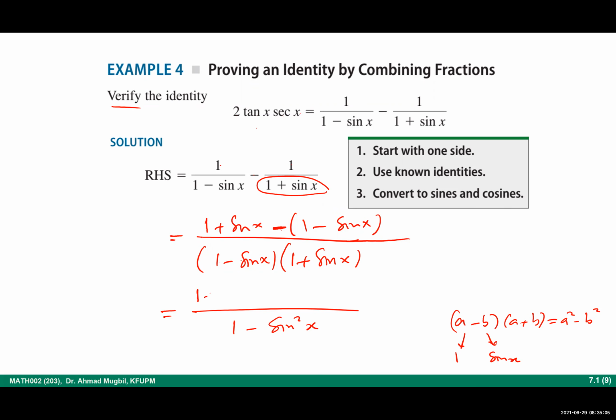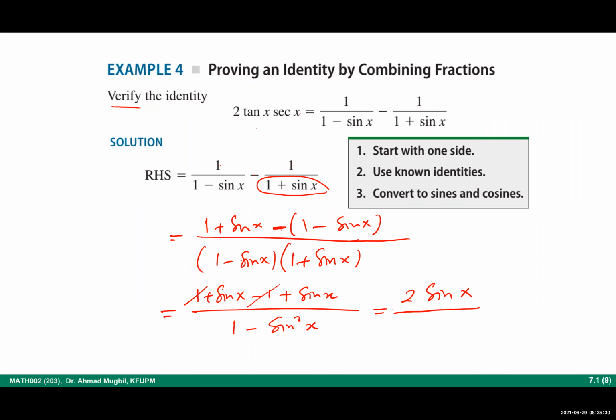Now here you will simplify 1 plus sine x minus 1. Negative times negative is positive, sine x. Now you can see clearly that we have positive 1 and negative 1, so these will be cancelled. And what do we have here? We will have 2 sine x over, what is 1 minus sine squared? Cosine squared theta. It is cosine squared, by using the Pythagorean identity.